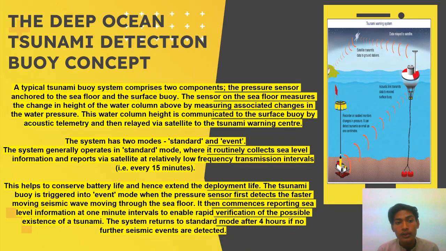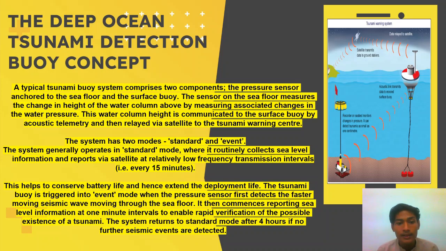This is the Deep Ocean Tsunami Detection Buoy concept. We can refer to the pictures and we can see that the typical tsunami buoy system comprises two components, which are the pressure sensor anchored to the seafloor and the surface buoy. The sensor on the seafloor measures the change in height of the water column above by measuring associated changes in the water pressure. This water column height is communicated to the surface buoy by acoustic telemetry and then relayed via satellite to the tsunami warning center.